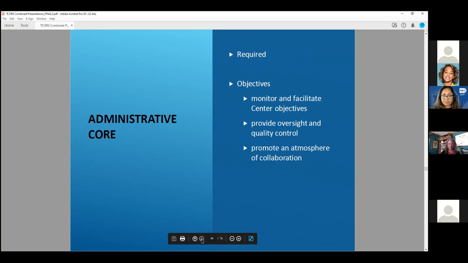Okay, the next key component for the TCORS is this administrative core. This is a core that really promotes an environment of communication and collaboration among investigators within the proposed TCORS. Also, it should be able to interact with the coordination center that is called CASO, and the rapid surveillance of tobacco products called CREST, and of course also with the FDA and NIH staff. Another thing is each TCORS will have an external advisory board that will meet at least once a year. And of course, there is a lot more detail about this in the FOA.